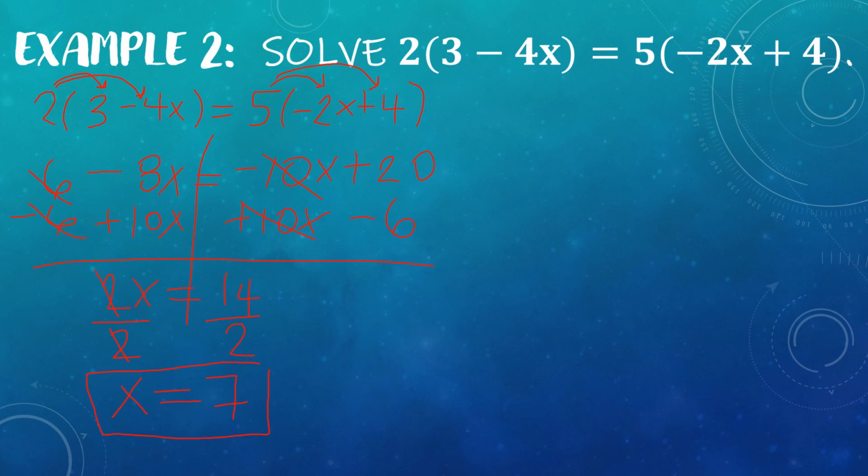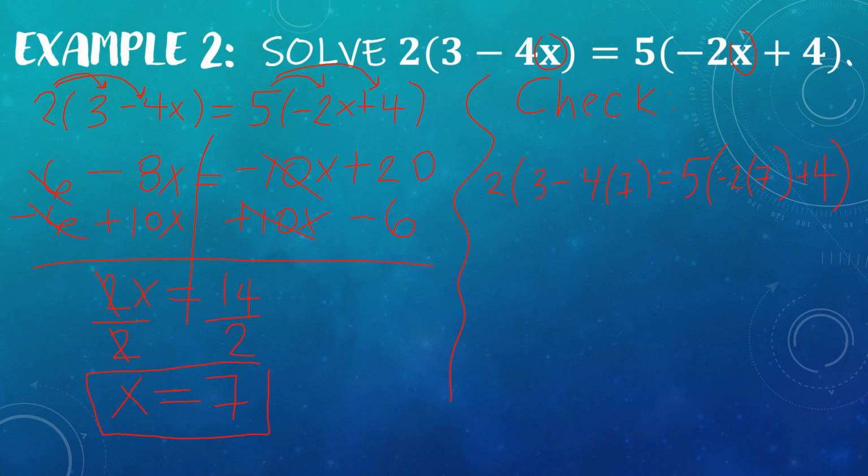So now what we're going to do is check and make sure that this is correct. So over here on the right side, let's go ahead and check our answer. We're going to substitute in 7 for both of these x's and make sure we use parentheses. So we're going to do 2 times (3 minus 4 times 7) equals 5 times (negative 2 times 7 plus 4). And we're going to follow order of operations.